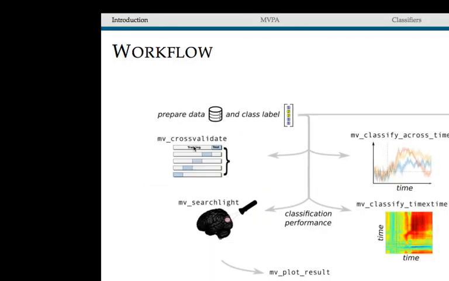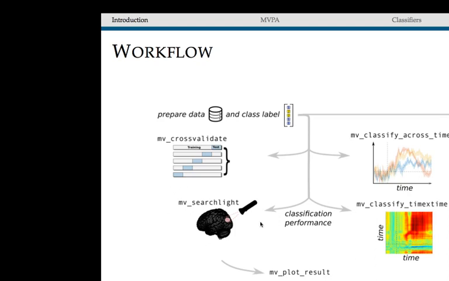And so this is the basic workflow. Once you have your data prepared and your class labels prepared, there are two ways to work with the toolbox. One is to use one of these four high-level functions, and we'll check all of them in a minute. One is mv_crossvalidate, which just implements cross-validation. The other one is called mv_classify_across_time, where we use data with a time structure, and we perform a classification for each time point.